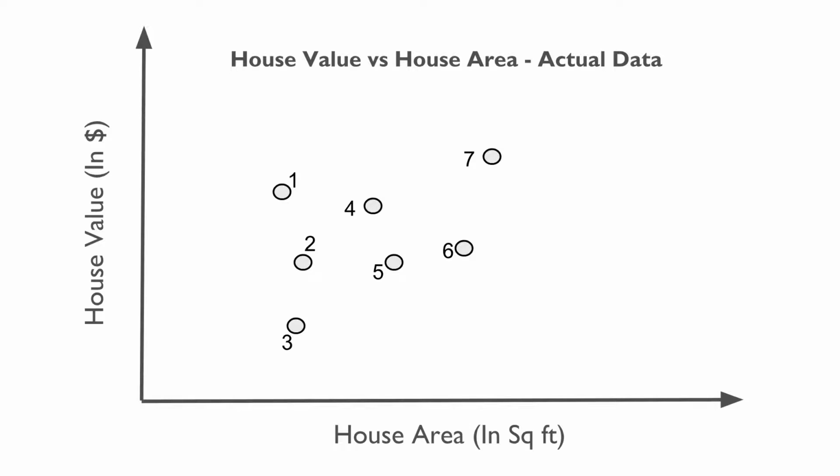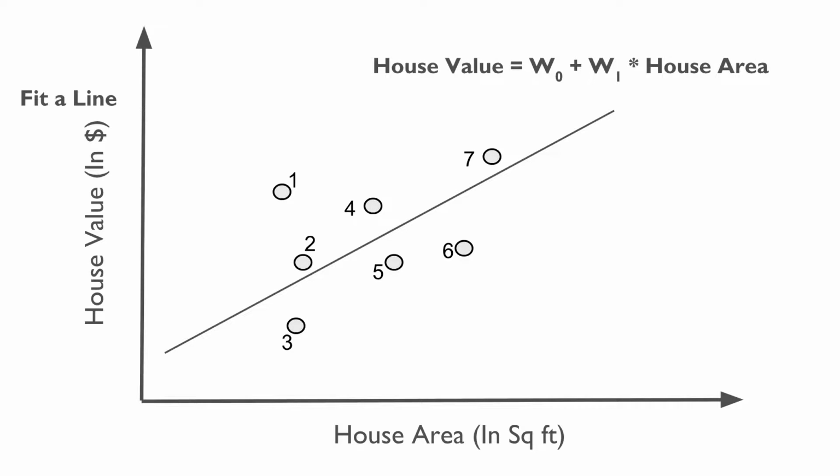Let us plot the house value and house area in the training set. Here on the horizontal axis, or x-axis, we have the house area. On the vertical axis, the y-axis, we have the house value which needs to be predicted. During the training phase, the algorithm tries to fit a line to the training set.